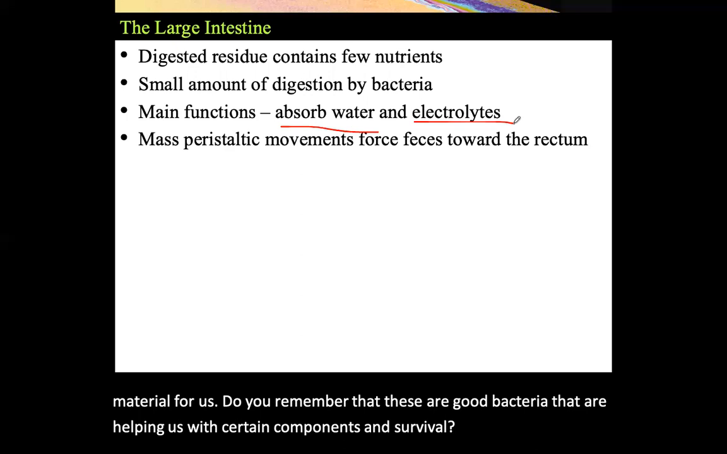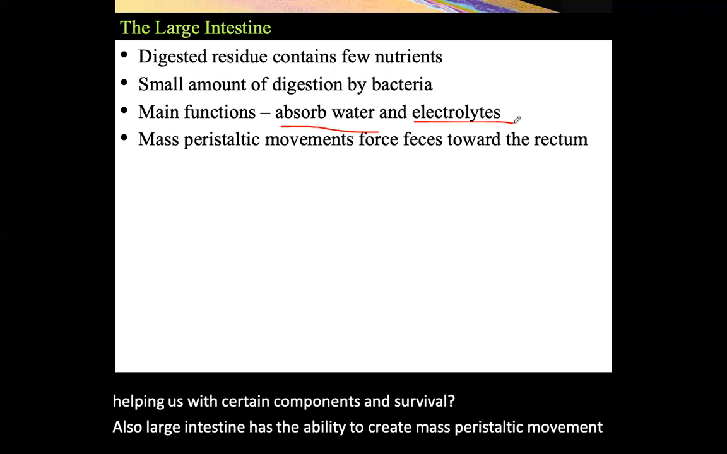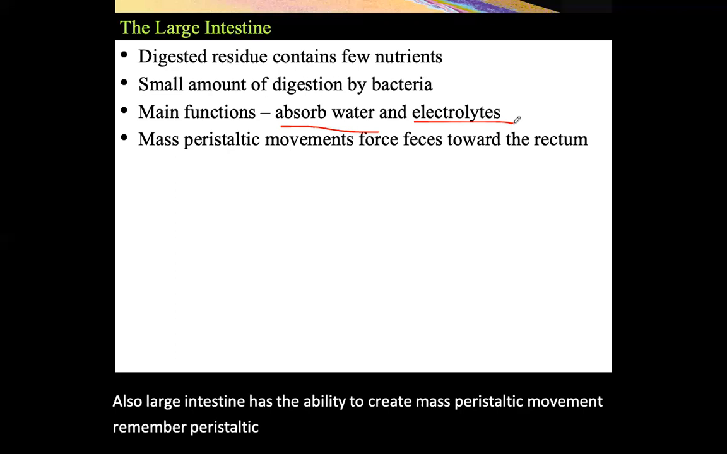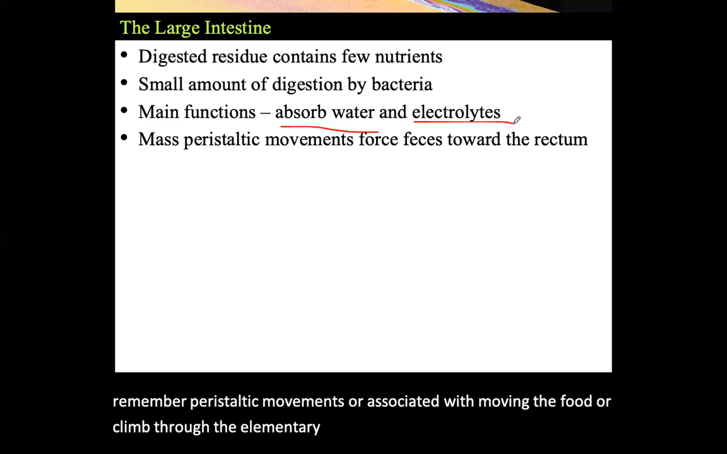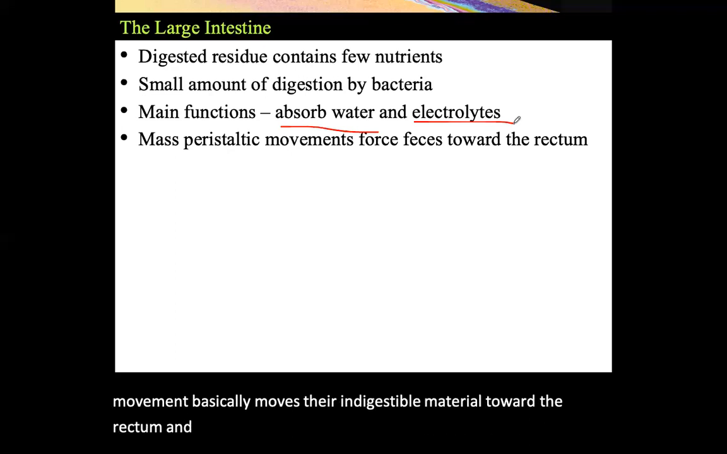The large intestine also has the ability to create mass peristaltic movement. Remember, peristaltic movements are associated with moving the food or chyme through the alimentary canal. And these mass peristaltic movements basically move the indigestible material toward the rectum and eventually out of the body.